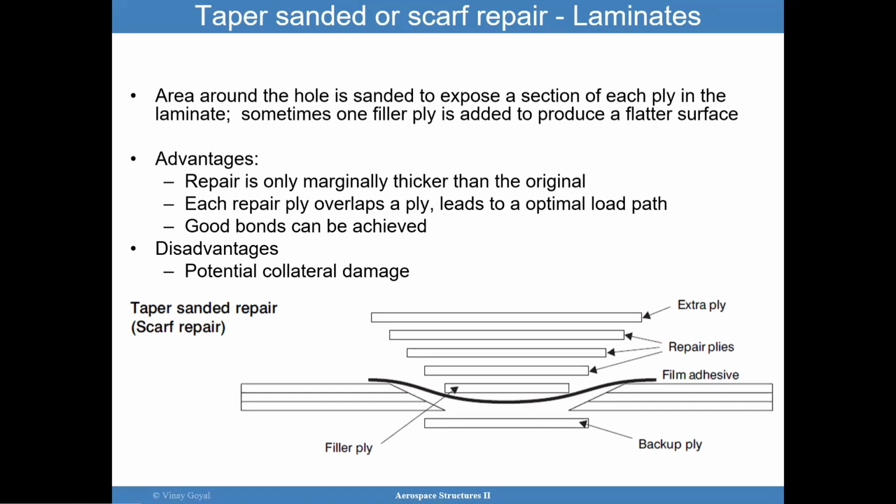Each repair has a ply that overlaps by another ply, and so that leads to an optimal load path. It reduces eccentricity, and the disadvantage is that you could have potential collateral damage when you sand it out, because you have to sand this stuff out to be able to get these plies to lay down the way that you see here. So these are feeder plies in here, and then these become the repair plies out here.